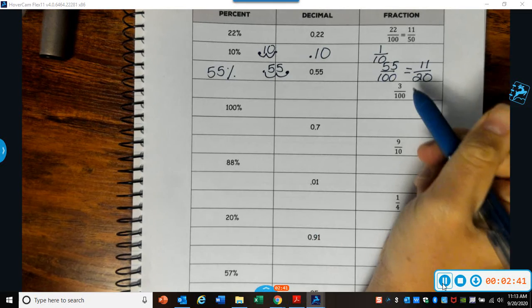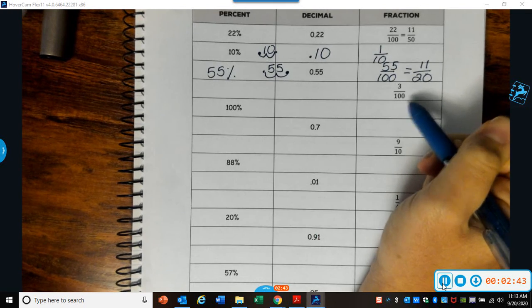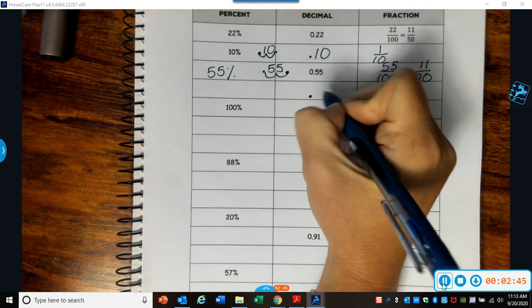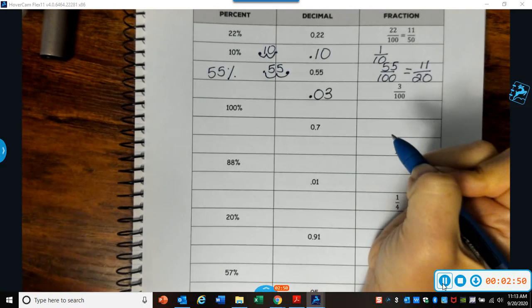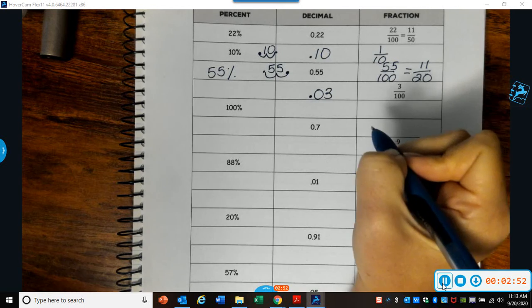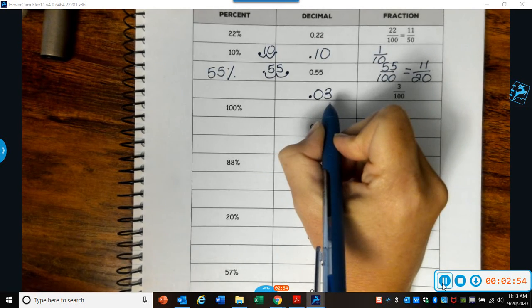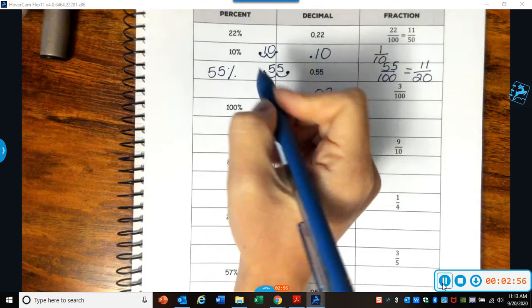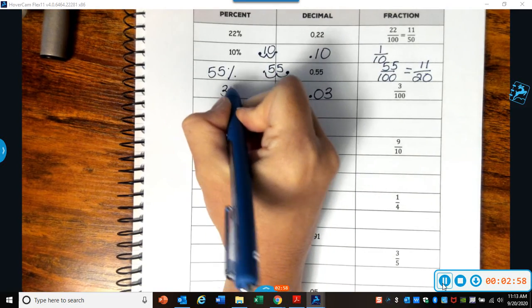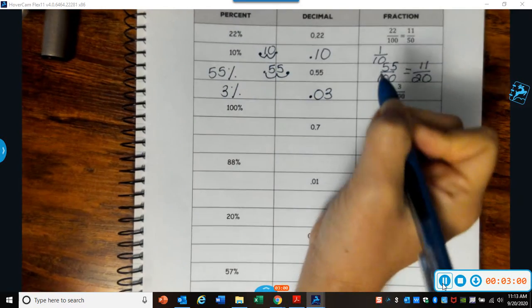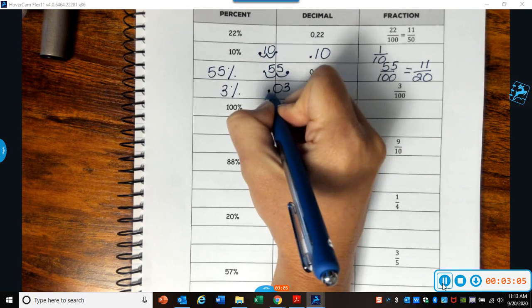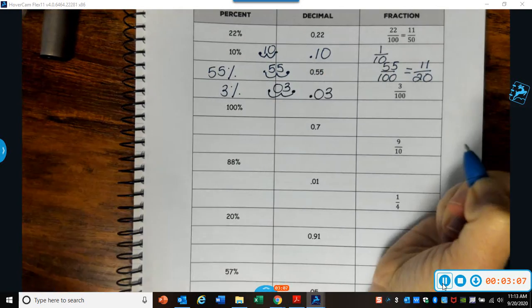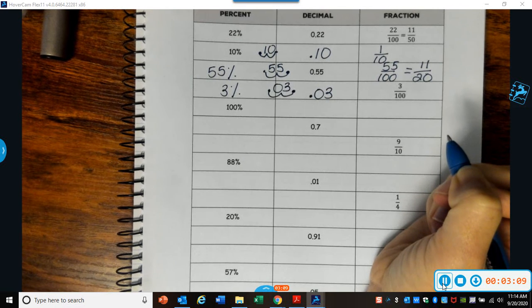All right, 3 out of 100 is 3 hundredths, so my 3 needs to go in the second spot. A 0 is going to go in any missing place value, so we have 0.03, 3 hundredths. 3 out of 100 is 3%. Another option would be to take the decimal point to the right twice. We're always moving it 2 times, and I get the number 3.